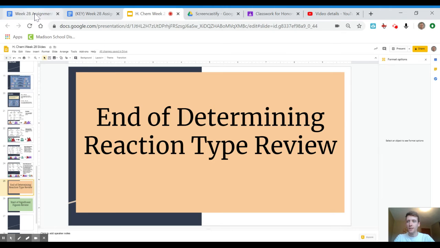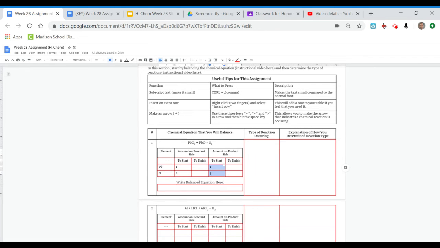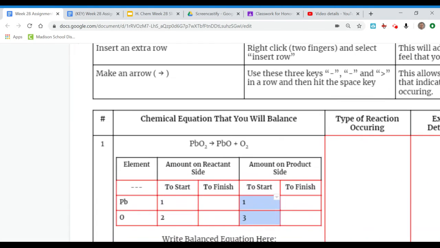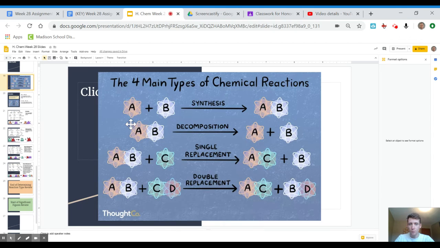Okay, let's actually look at the assignment and go through one or two as an example. Let's start here. Okay, lead oxide turns into lead oxide with a free O2. So actually, look at this. We've got one thing here, which is turning into two different things. So for that, I know it matches up with, go back to my handy chart, matches up with decomposition because I've got one group which is turning into two groups.